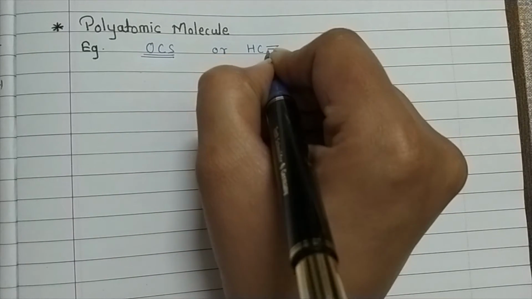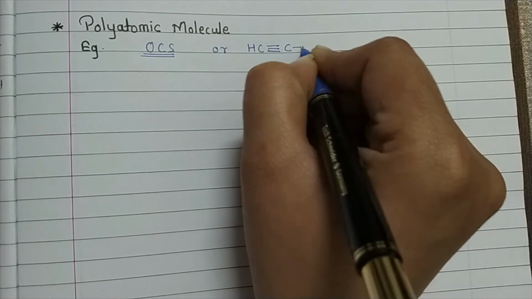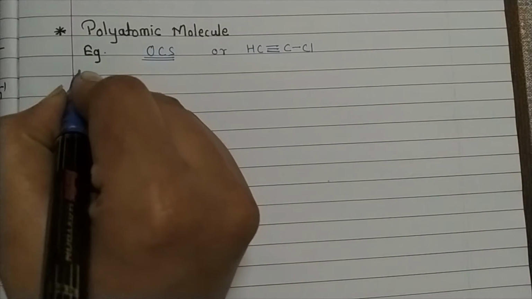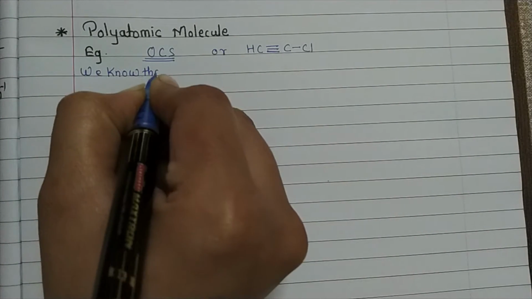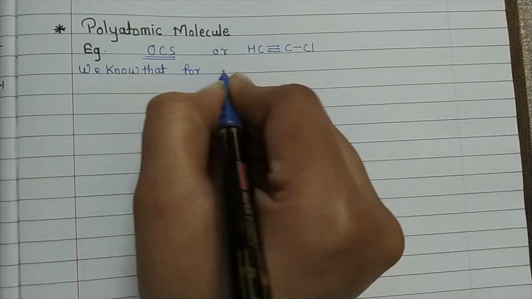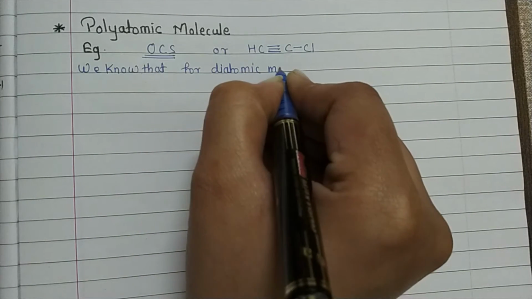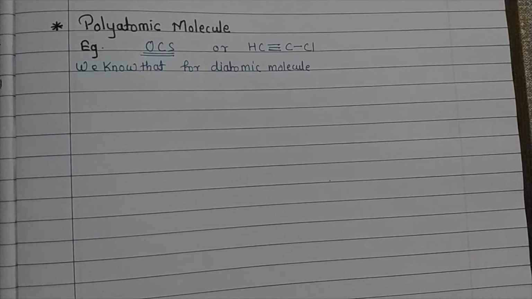HCl, HC triple bond CCl. So what happens for this type of molecules? So we know that for diatomic molecule, we are taking the non-rigid one.